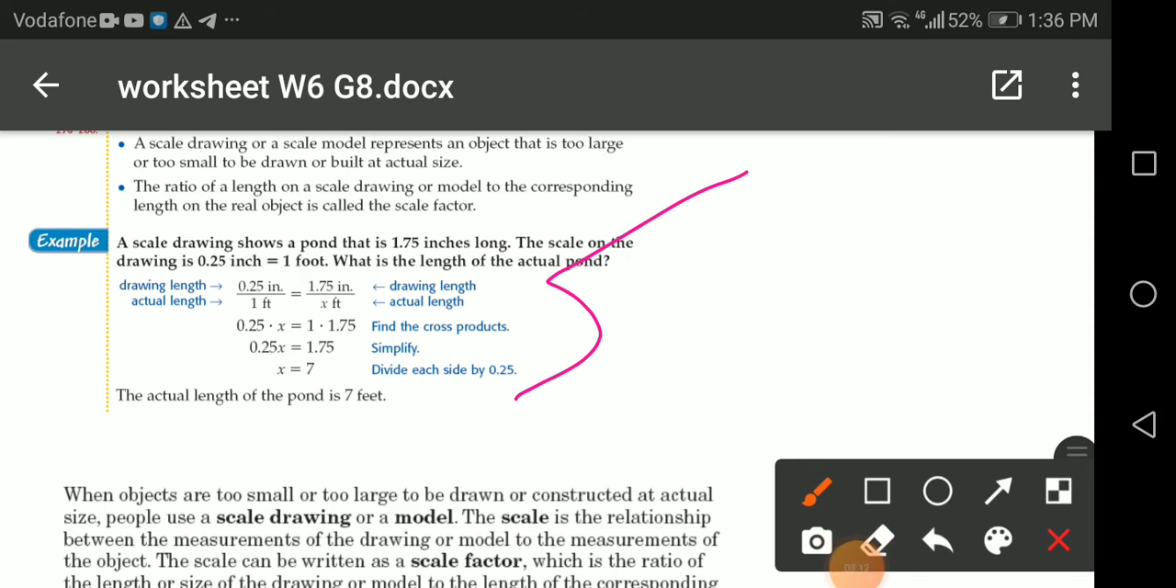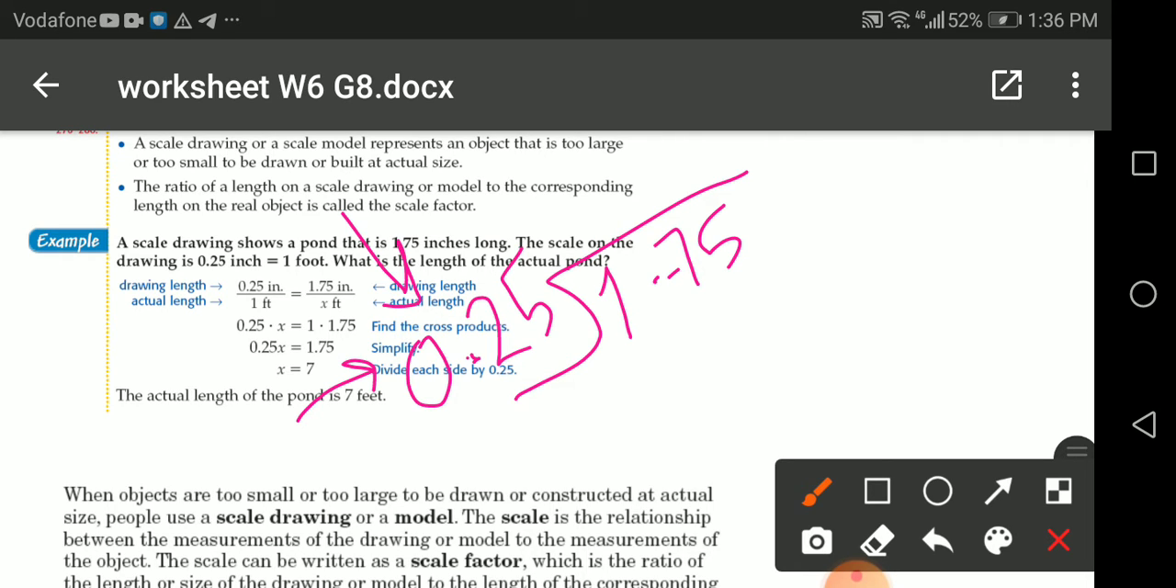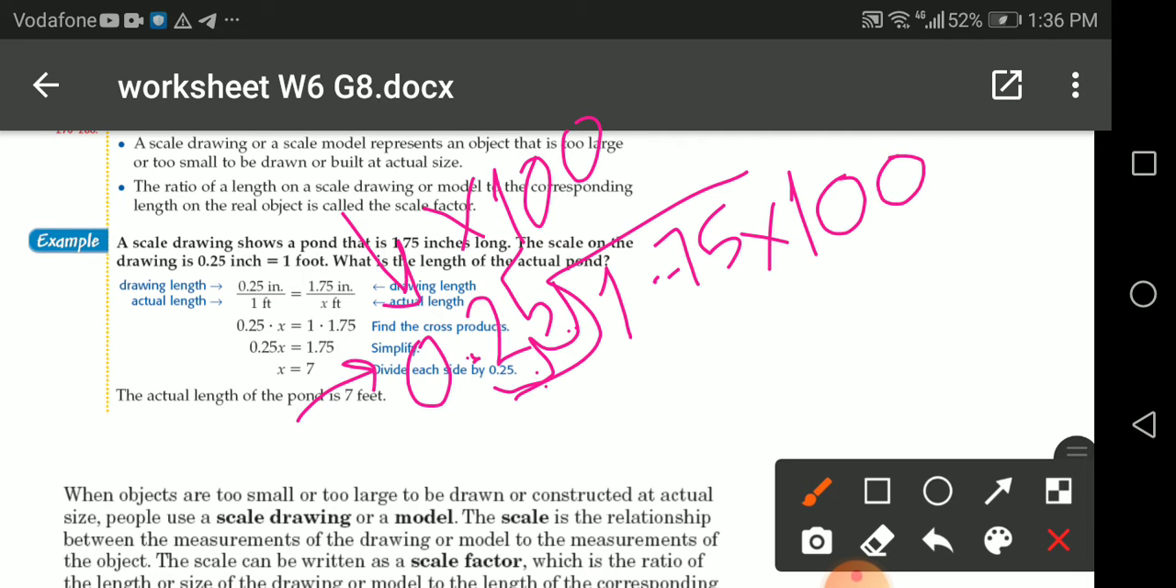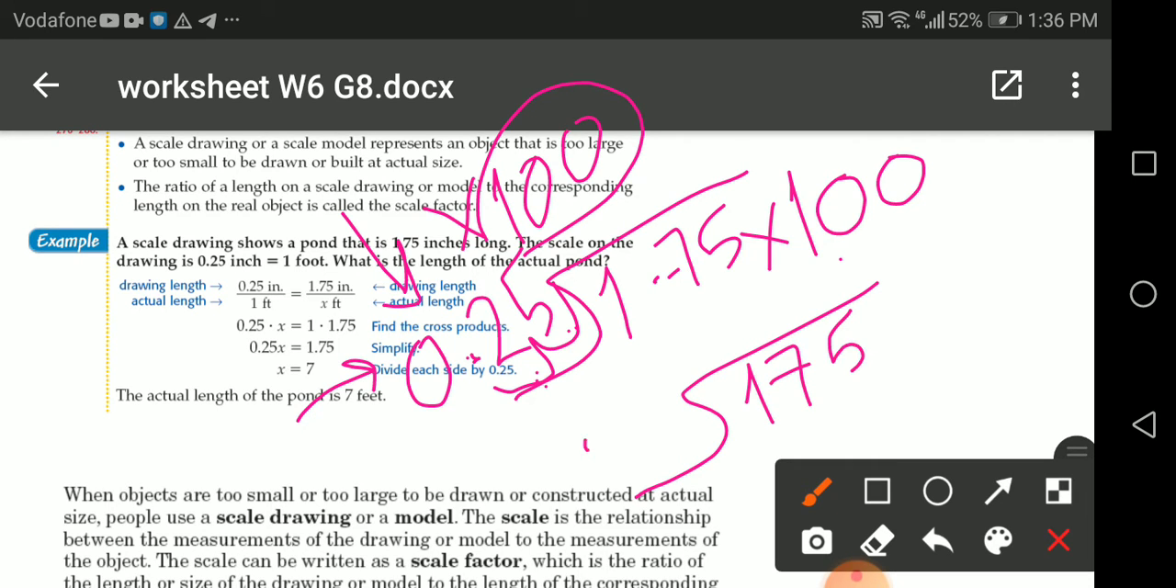We have here 1.75 divided by 0.25. Can the divisor be a decimal? Remember the division of decimals? Of course not. The divisor can't be a decimal. What should I do? I will multiply by 100 to cancel the decimal point, and I will multiply by the same 100 both the divisor and the dividend. So it will be 175 divided by 25.